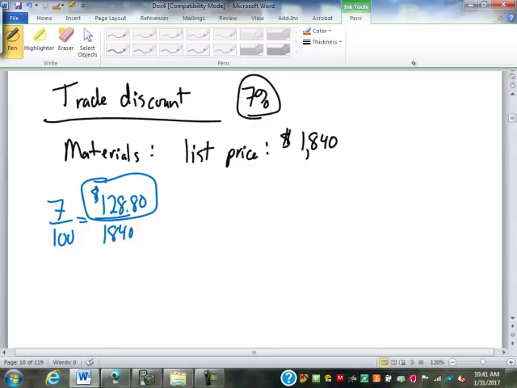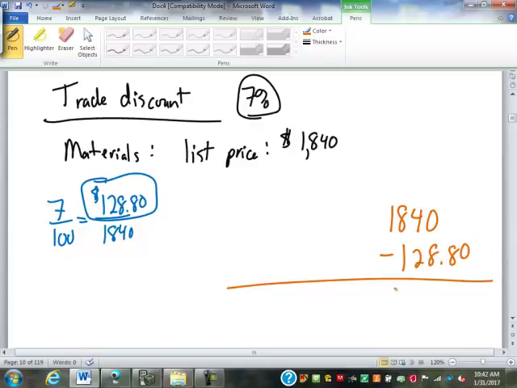What do we have to do? We take the 1,840 and we have to subtract $128.80 to get what you pay. So you'd actually pay $1,711.20. So now again, we have the list price. This time we're going to subtract your discount to get what you pay.